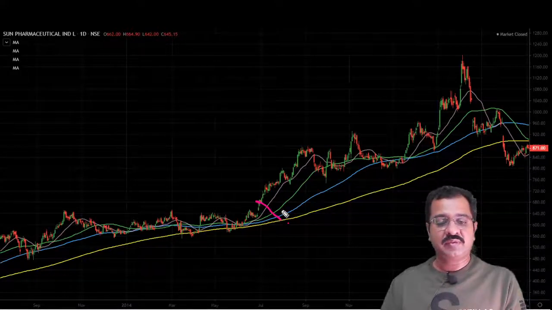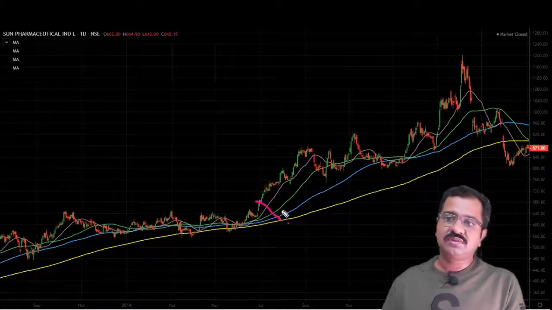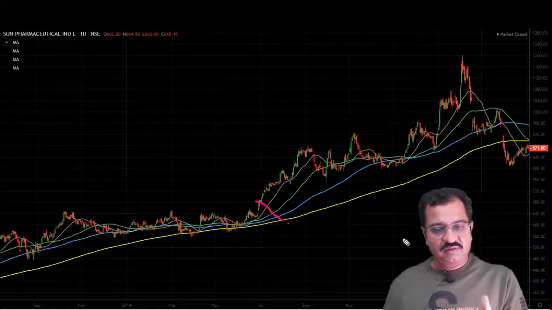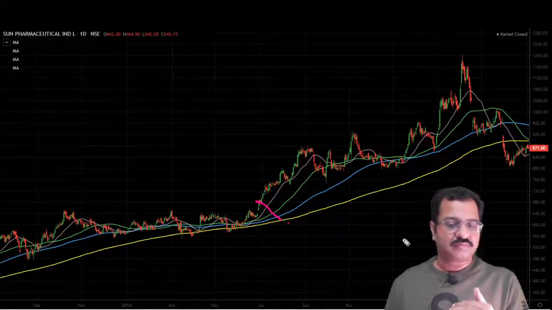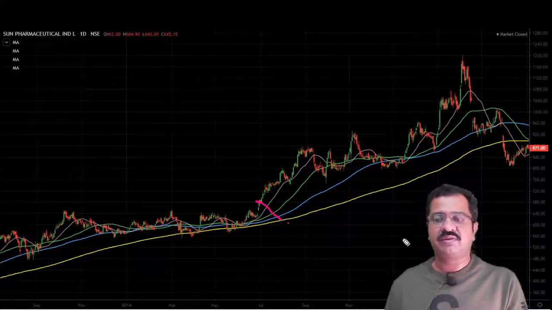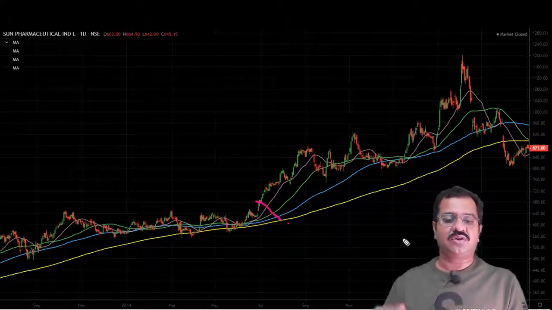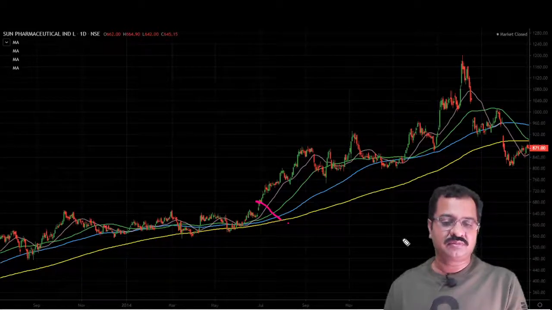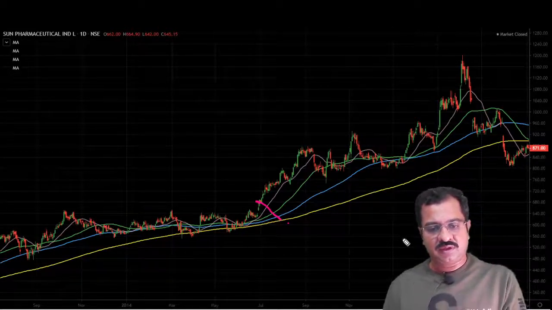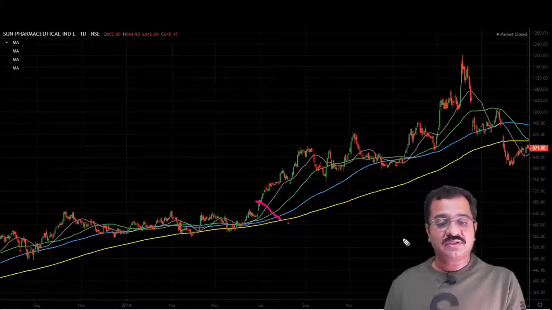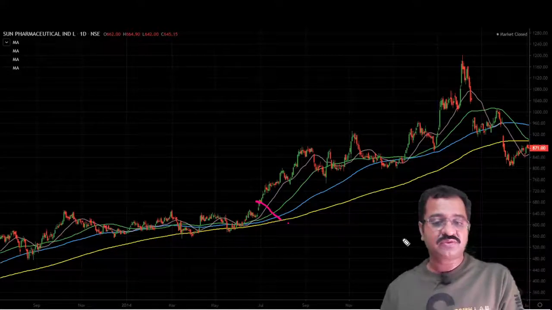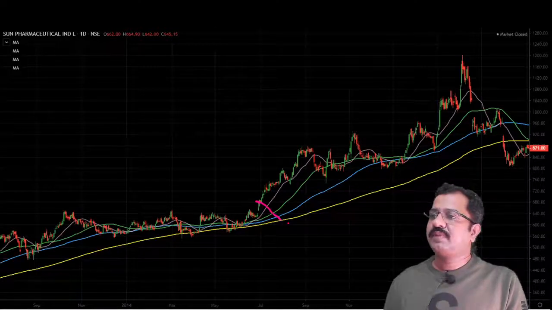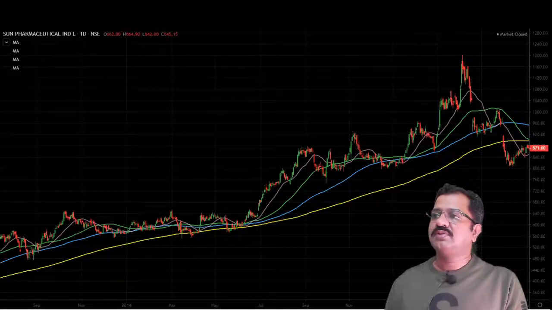In a bearish market, you can use it in reverse order, that when the biggest moving average, that is the 200 moving average, is on top, then 100, then 50, and then the 20 moving average is below all the moving averages, then you can say that this is a bearish market. Then you can use your bearish strategies. I guess I'll show you here.